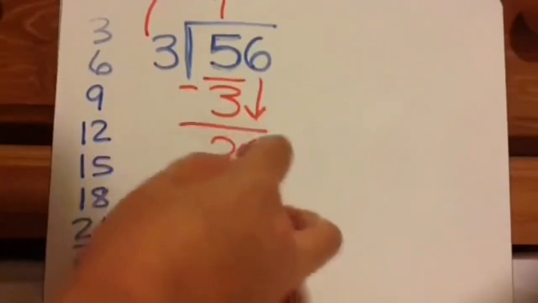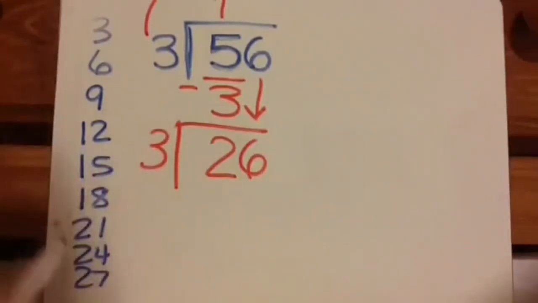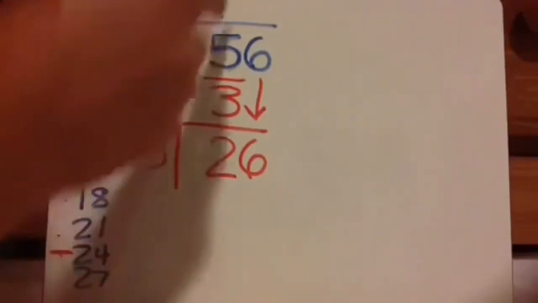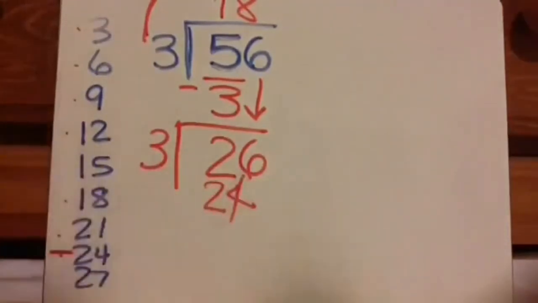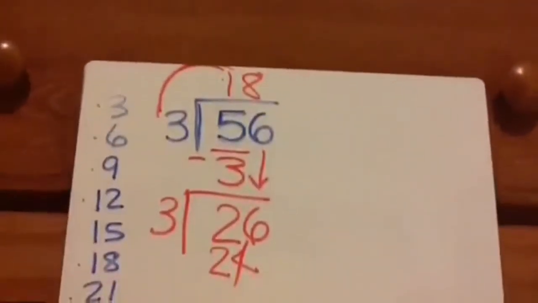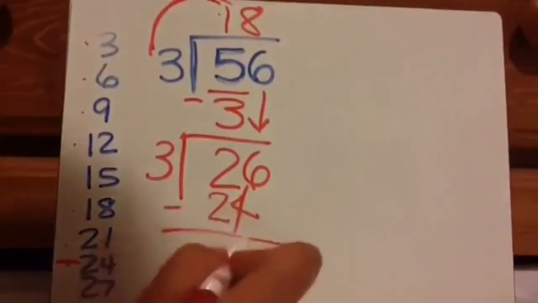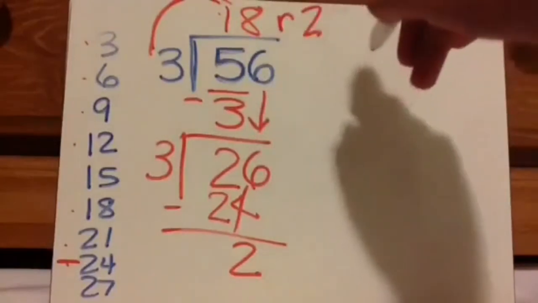Bring down that 6. Now I'm doing 26 divided by 3. Looking at this list, 24 is the closest. So that's 1, 2, 3, 4, 5, 6, 7, 8 times. 8 times 3 is 24. So you can see I did 8 times 3, not 18 times 3. 26 minus 24 equals 2. So 18 remainder 2.